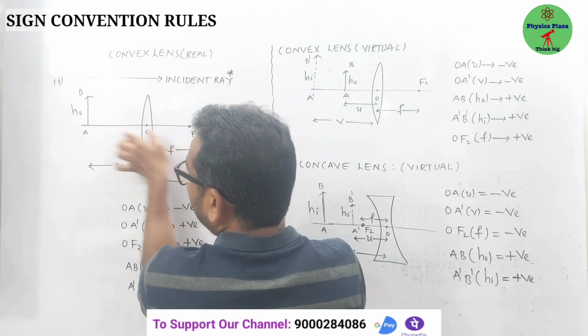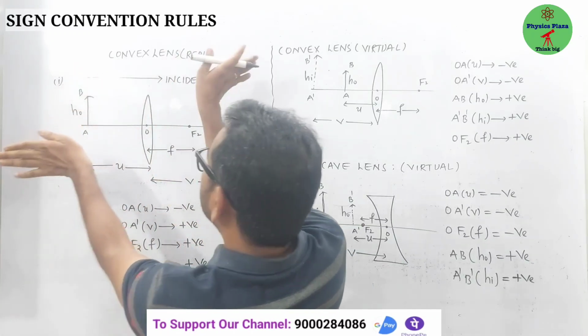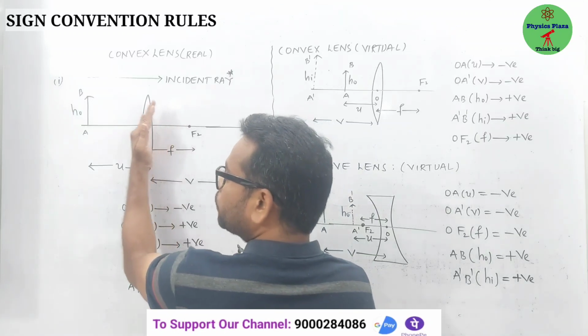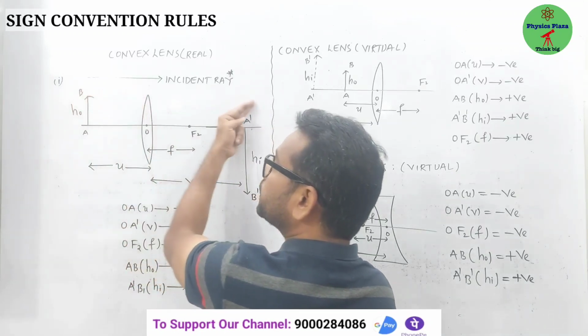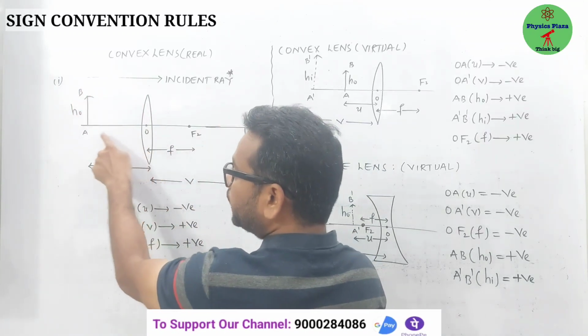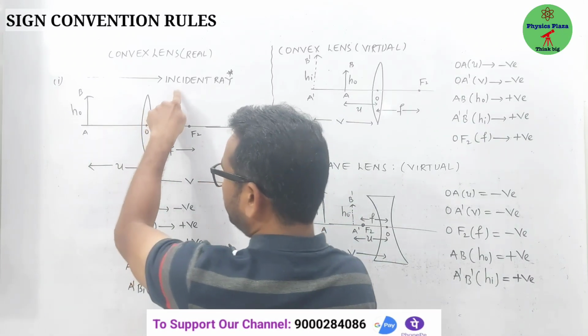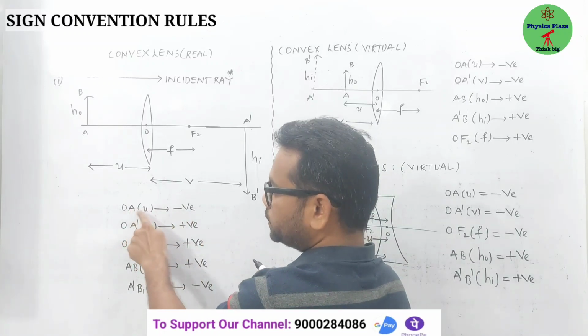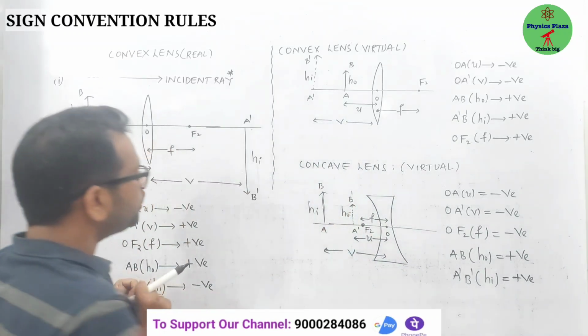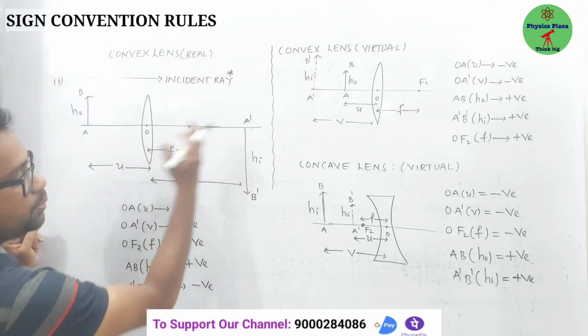Now O to A is the opposite of the incident ray. O to A, I am going left side, but the incident ray is going right side. So O to A is the object distance. As I am going opposite to the direction of the incident ray, it is going to be negative. OA is negative.